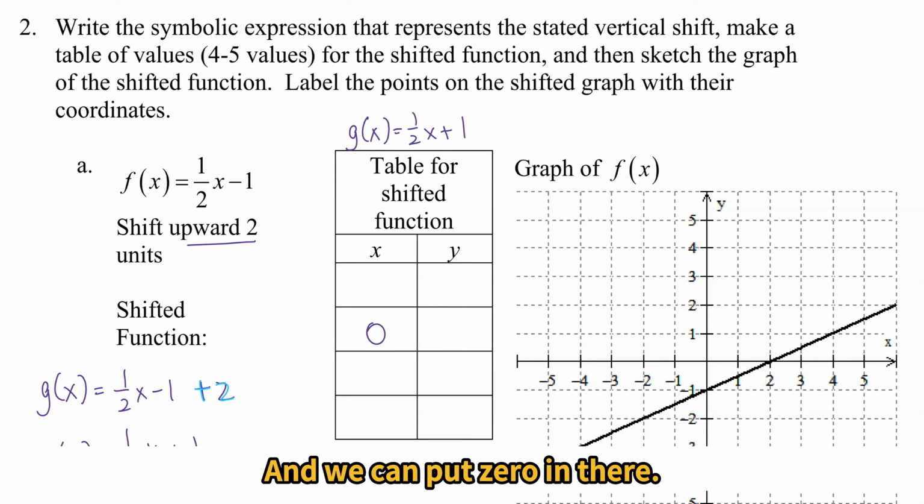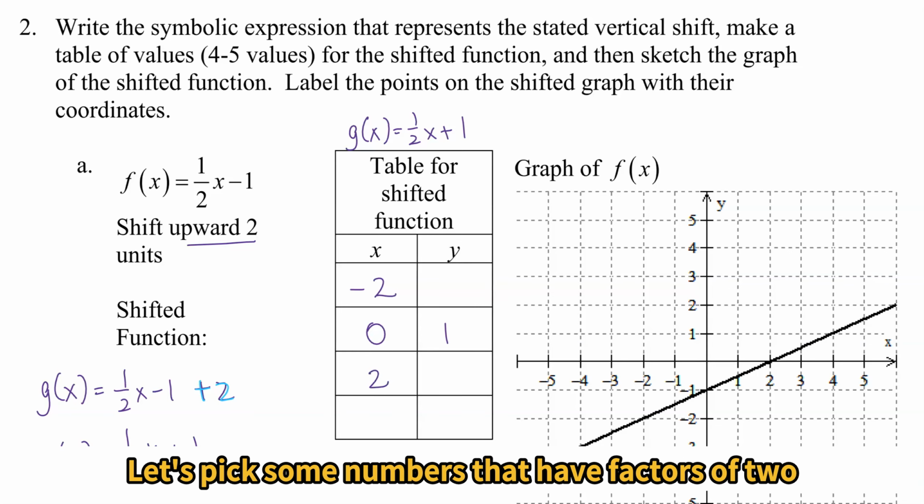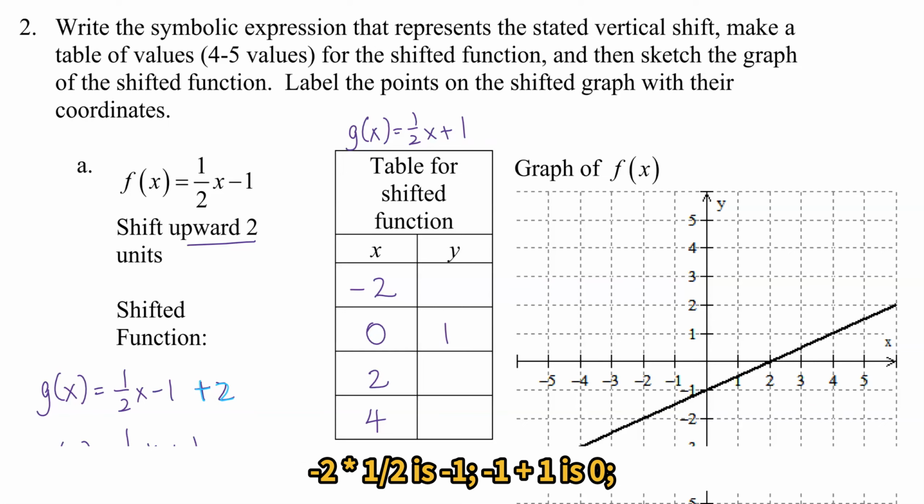And we can put 0 in there. Plugging in 0 will give us back 1. Let's pick some numbers that have factors of 2, so that we can cancel with that 1/2. Negative 2 times 1/2 is negative 1.